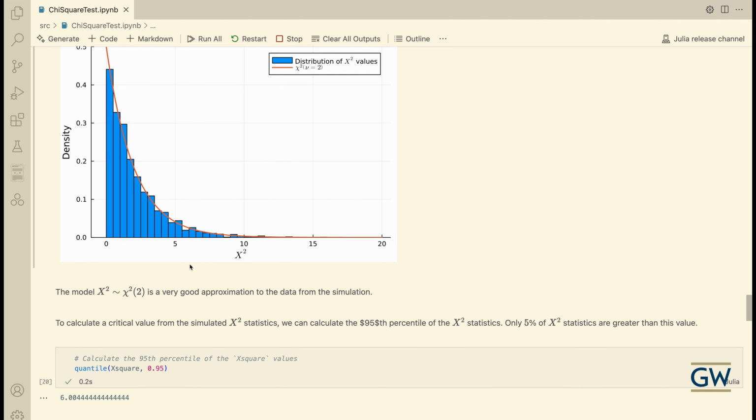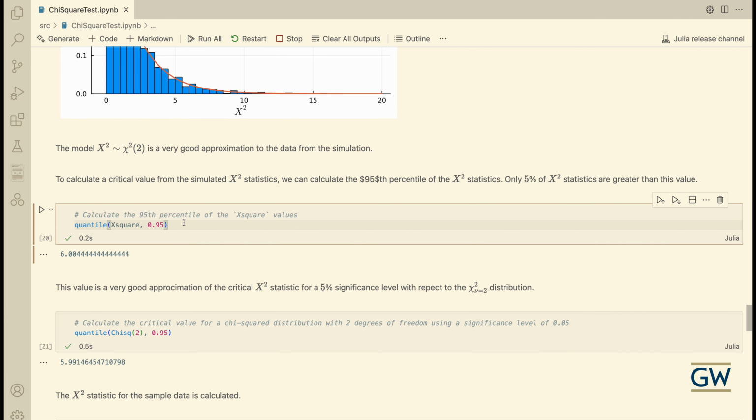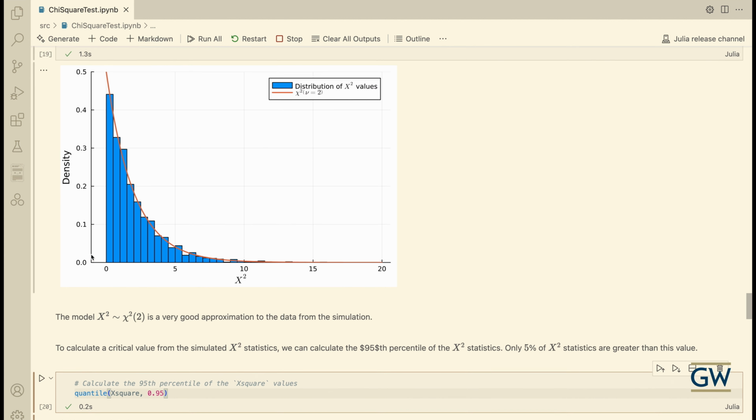So I can do this and look for the critical value. Let me take my 100,000 x squared statistics and simply calculate the 95th percentile. If I calculate the 95th percentile of all those 100,000 x squared values, I'm asking which x squared value would have only 5% of the values more than it. And that's exactly what we do in hypothesis testing for an alpha value of 0.05, isn't it? If I do that, I get a value of 6.004. So 95% of those x squareds will be less than 6, and only 5% of them will be more than 6. In my plot, that's going to be around about there.